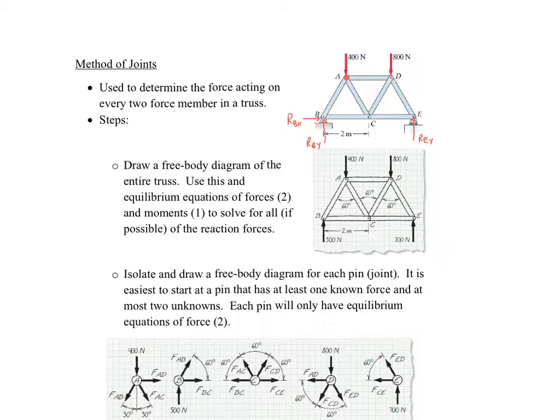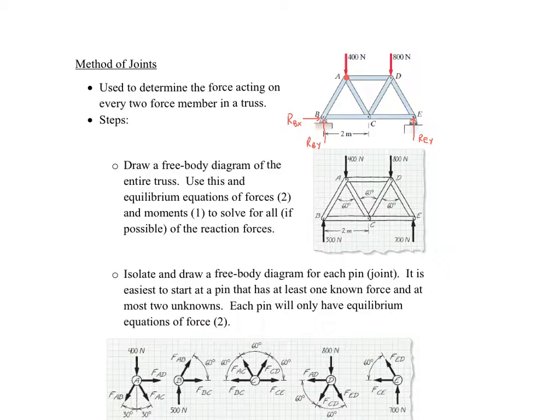But the reaction force on the left, known as RBX, is preventing lateral motion. Yet the two supports are preventing vertical motion. So the RBY and the REY, and then the RBX are supports. And what they're doing is they're keeping the bridge from moving.